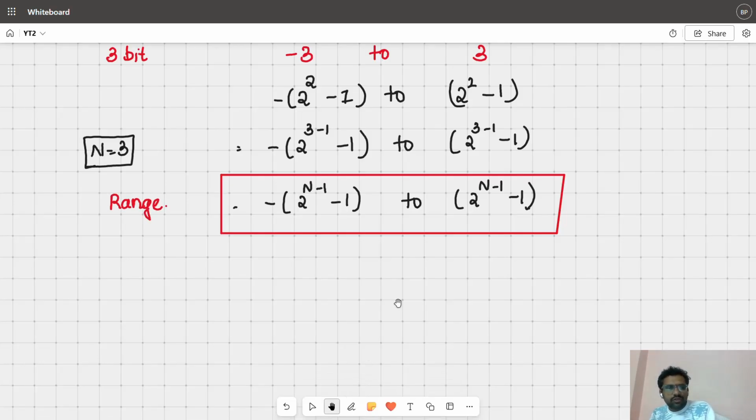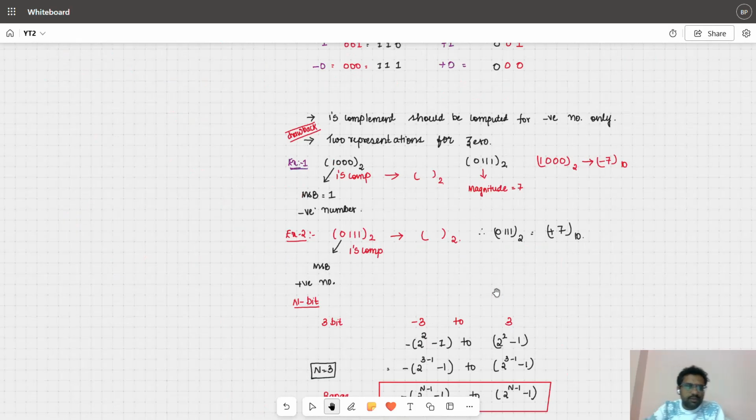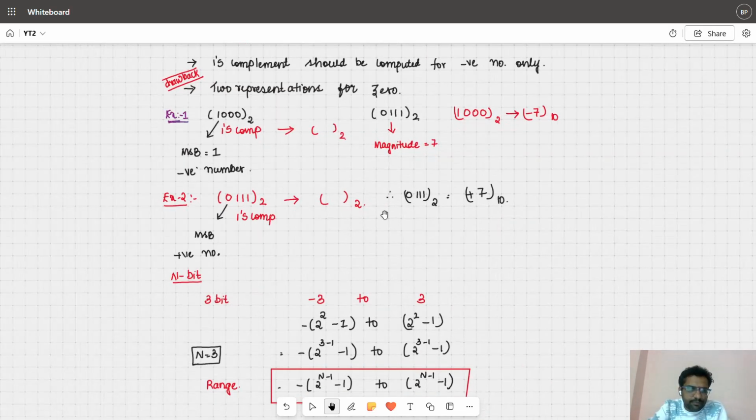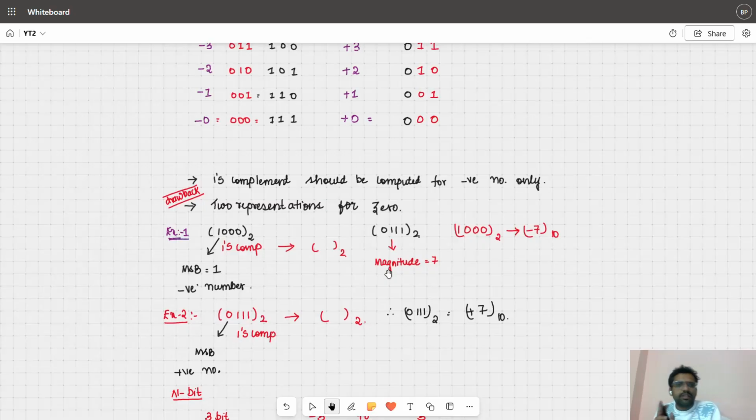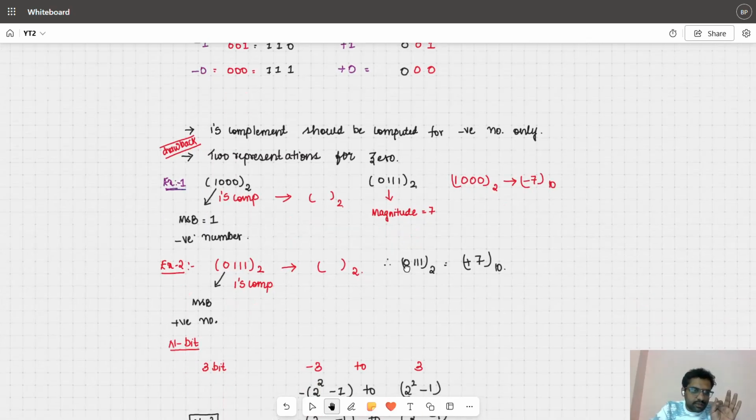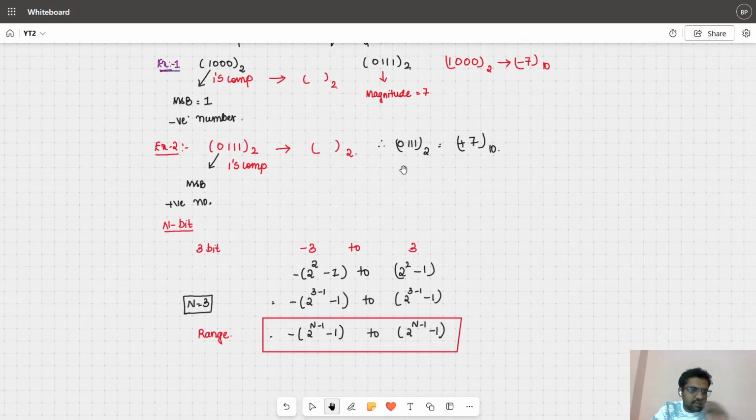Okay. So totally, the three important points which we need to remember are: the ones complement should be computed only for negative numbers; there will be two representations for 0 even in the ones complement format, which is a drawback; and the third point is the range is nothing but minus (2 power n minus 1 minus 1) to (2 power n minus 1 minus 1). So this is the range for the ones complement equivalent.